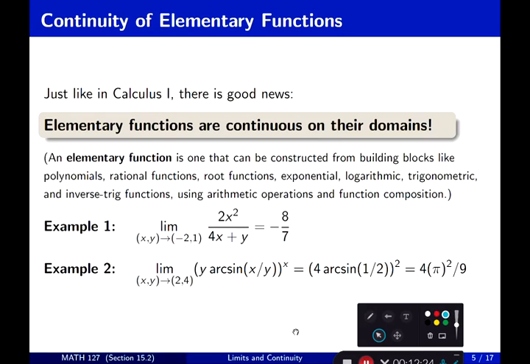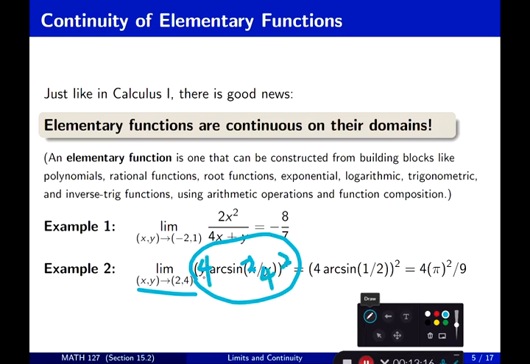Example 2: the limit as (x, y) approaches (2, 4) of y arc sine of (x over y) to the power x is equal to, let's see, is (2, 4) part of the domain? Does it bother x and y? If I put in 2 for x, 4 for y, I get 1/2. Arc sine of 1/2 is defined. Multiplied by 4, it's defined. To the power 2, it's all defined. So (2, 4) is in the domain of this function. Therefore, all I need to do is plug in 2 and 4 in the function. 2 for x, 4 for y, and you compute, and you end up with 4 pi squared over 9.